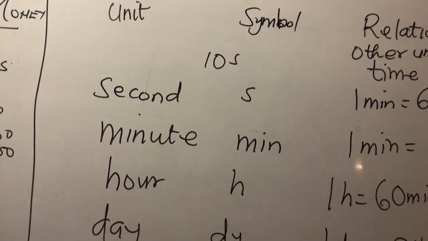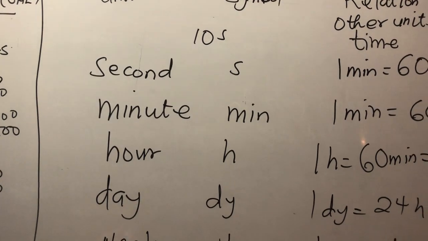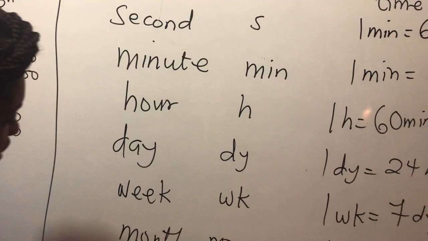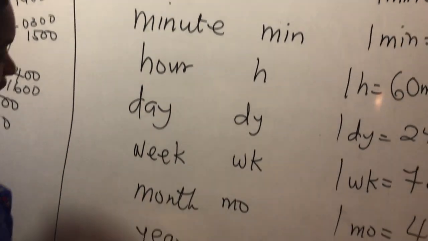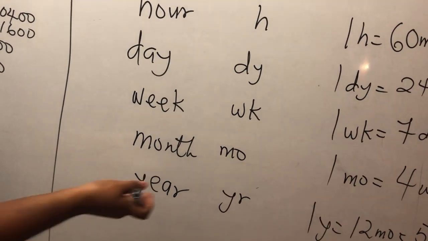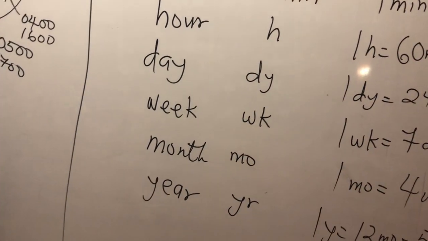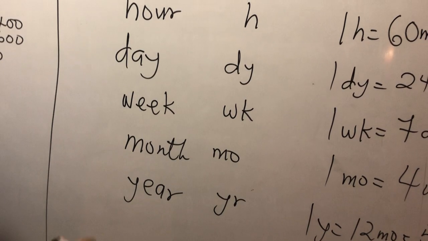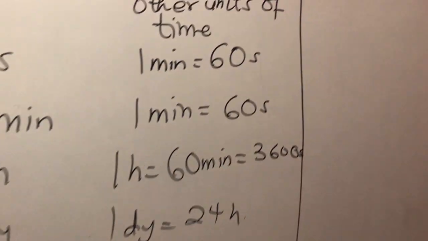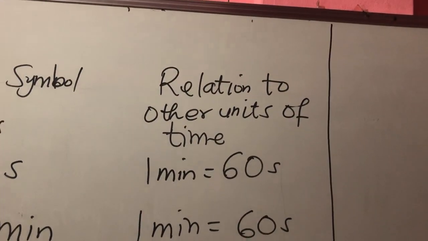The unit for day is DY. The unit for week is WK. Same as for month is MO. And for year, we have YR.